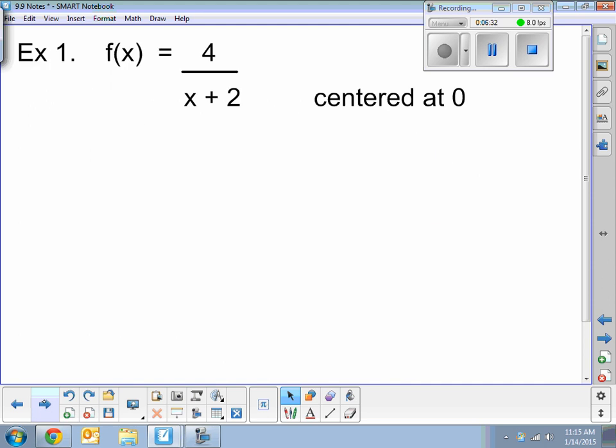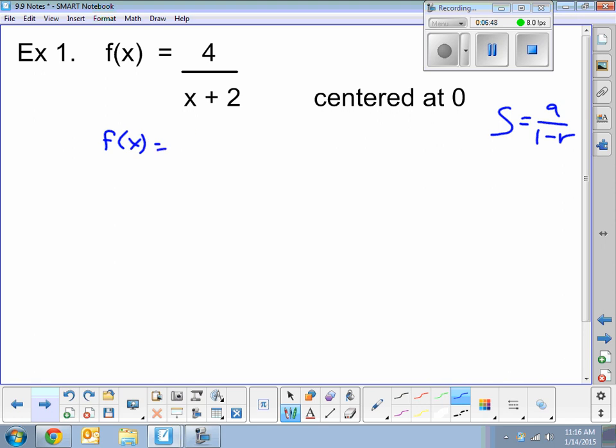All right, let's look at another example. Let's look at 4 over x plus 2. Let's center this one at 0. And I'll remind you what we're trying to do. We're trying to make this thing look like a over 1 minus r. So first thing I might do to this, I'll just do it one step at a time, is I might flip that around, 2 plus x.